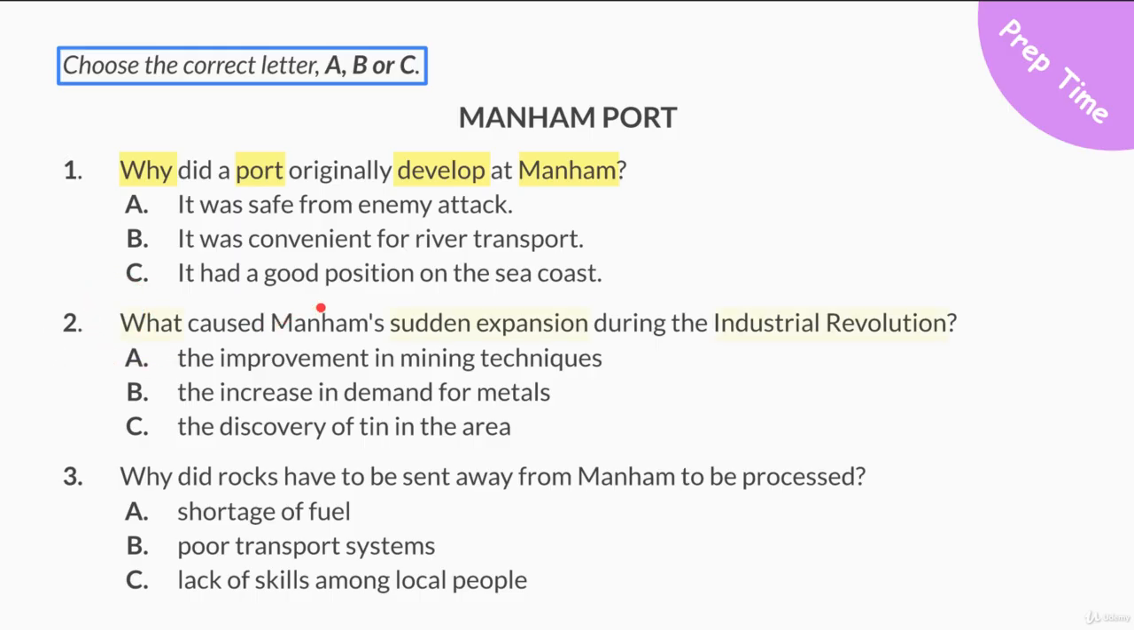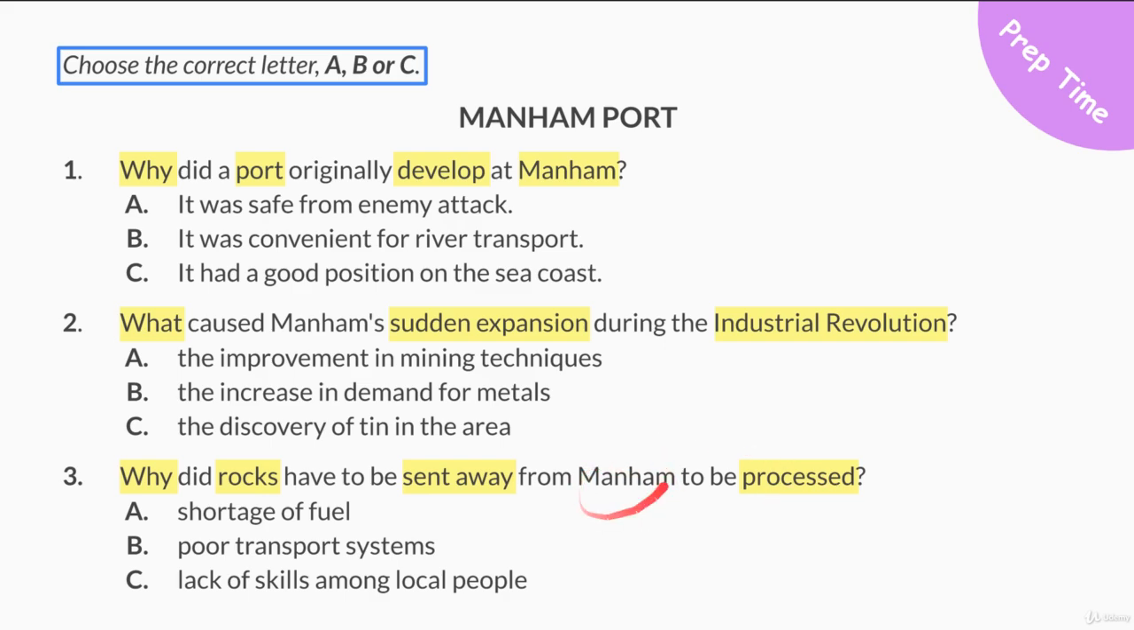Next, for question number 2, here are the keywords that I've marked. What? Sudden expansion and industrial revolution. That's going to be very easy to identify. It's a proper noun. And with question number 3, we have why, rocks, sent away, and processed.